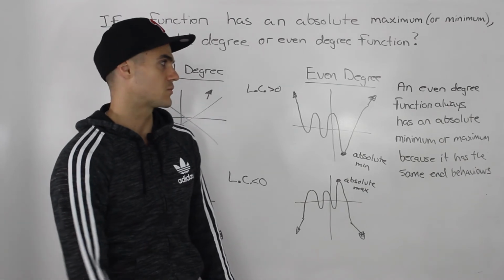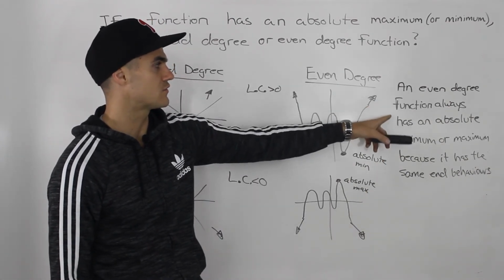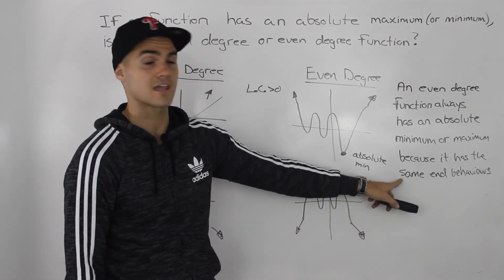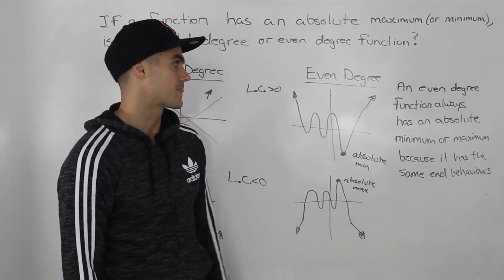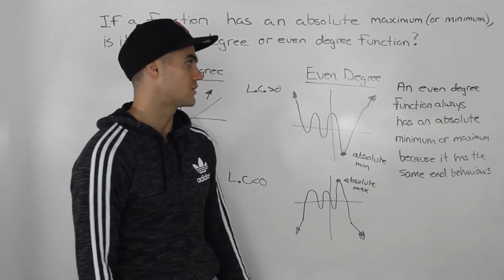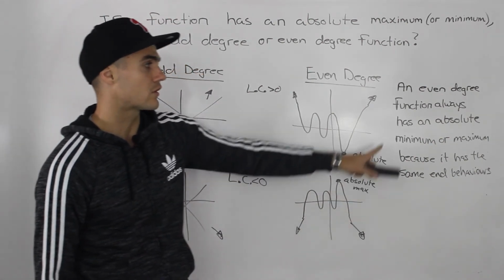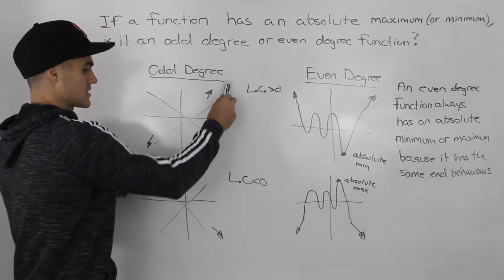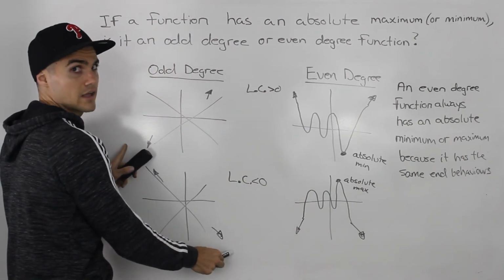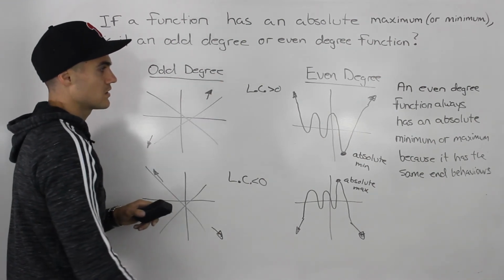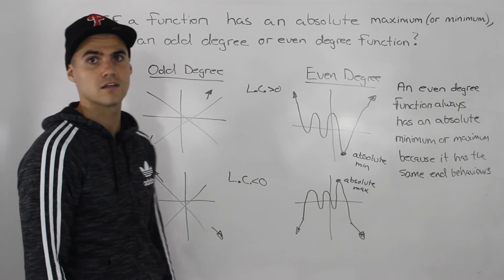And if you want to explain this in words as well, you can say an even degree function always has an absolute minimum or maximum because it has the same end behaviors. And you can also add the counterexample as well. You can say an odd degree never has an absolute minimum or maximum because it's always going to have opposite end behaviors. So the y values eventually will always go to positive and negative infinity.